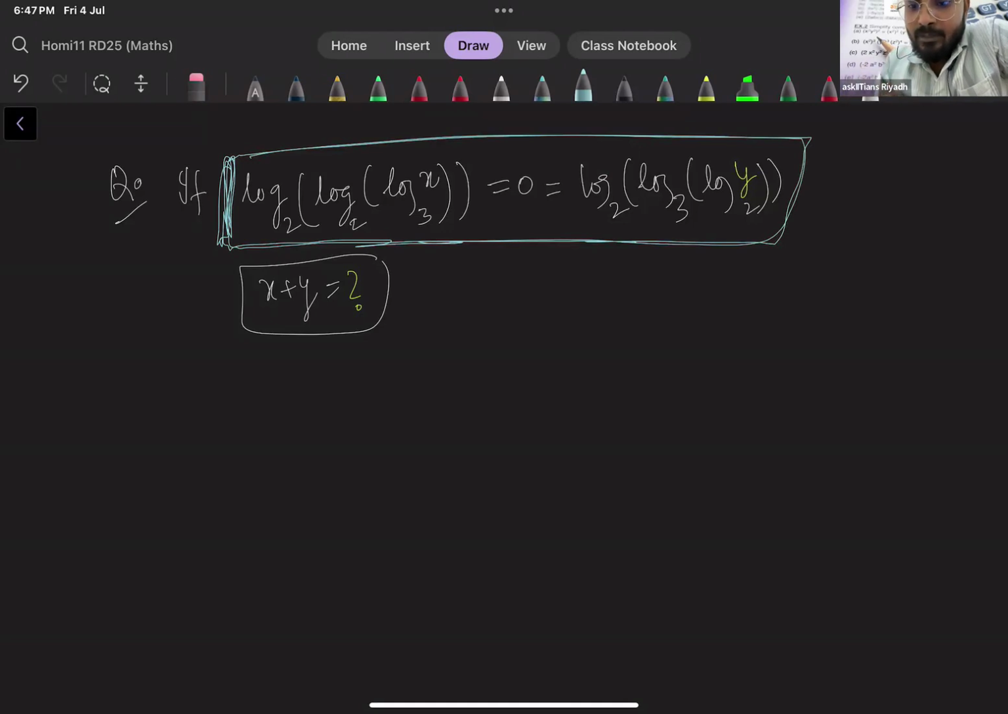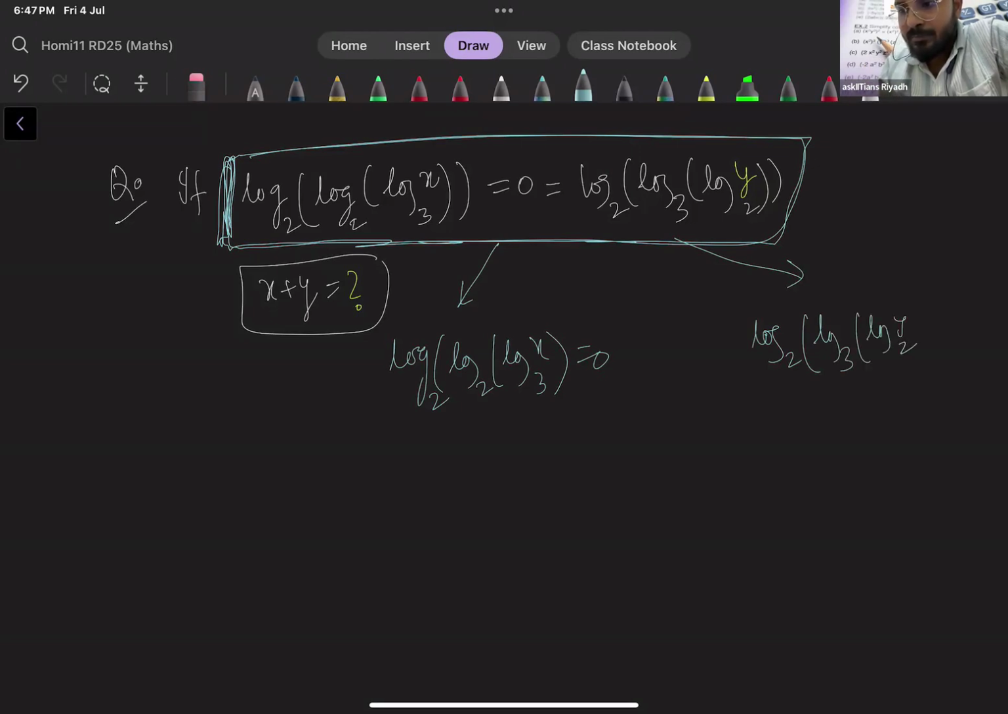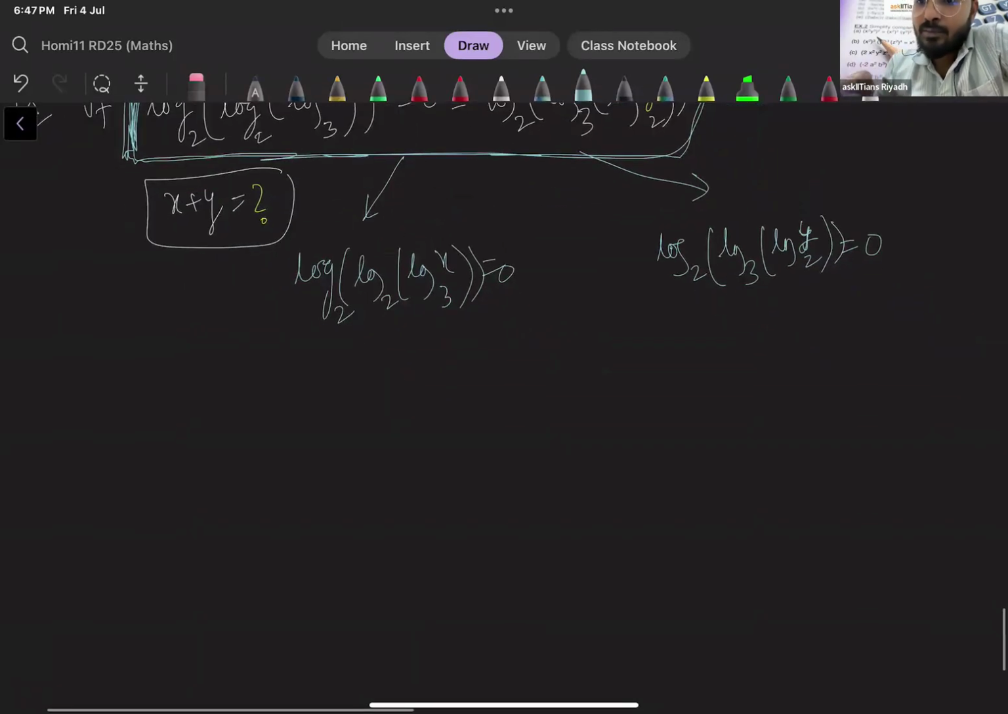तो इनको पहले separate कर लो. So one equation is like this, log base 2 log base 3 x, and this is equal to 0. Another equation like this, log 2 log 3 log y to the base 2, and this is equal to 0. So that's how there are two different equations. अब इनको solve करो दोनों को and find out value of x and y. Yes or no?